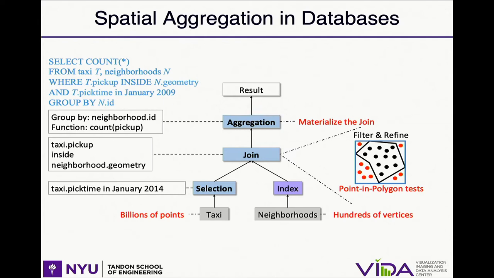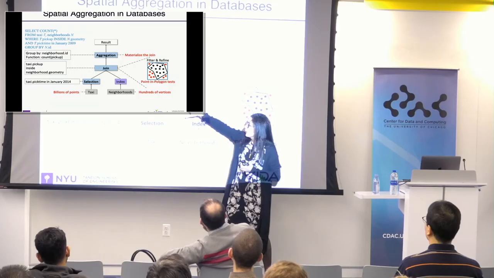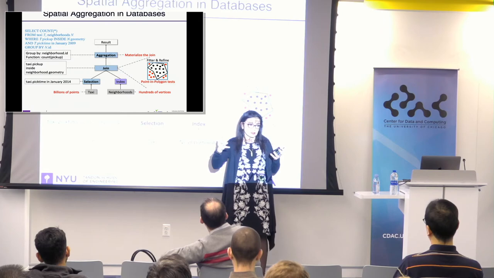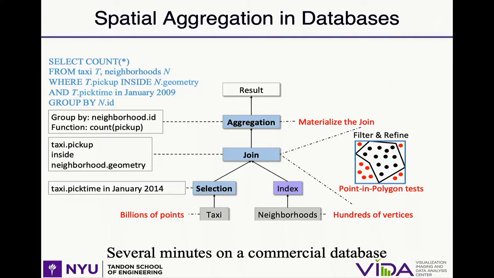This problem is compounded by the fact that database systems, to do aggregation, often have to materialize the results. So after you do the join, you need to materialize in order to do the aggregation, or count the taxis inside the neighborhoods, right? So as a result, if you evaluate this query in a commercial relational database, it takes several minutes, right? And as you've seen, this would not be acceptable for an application such as Urbane.